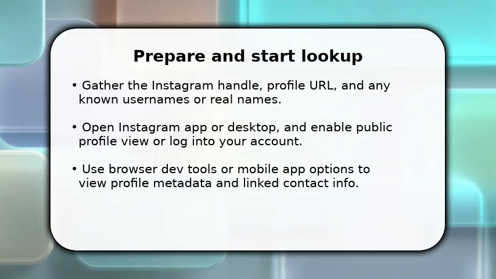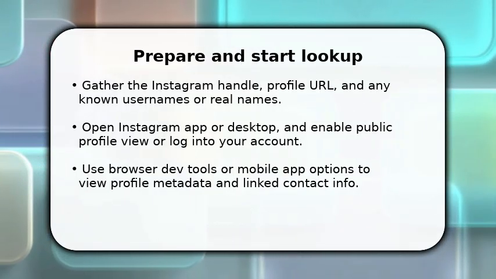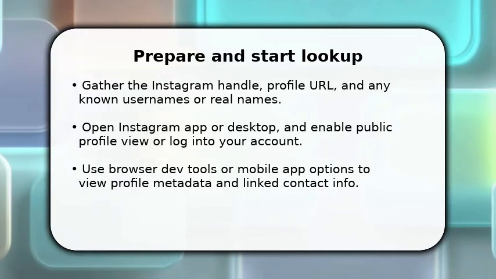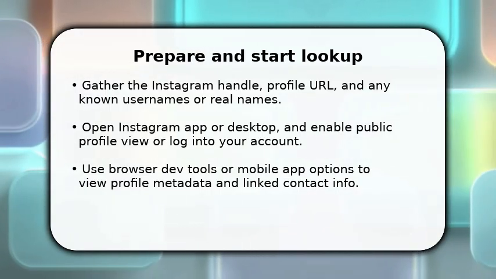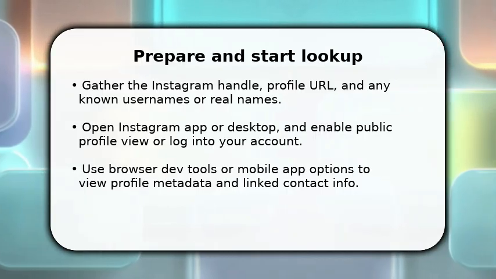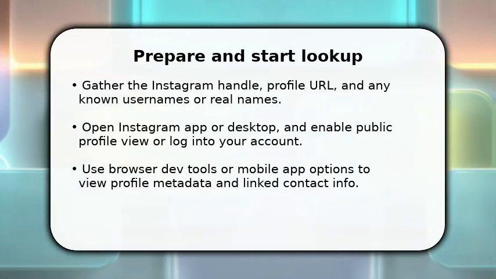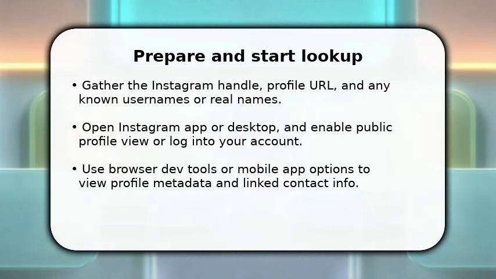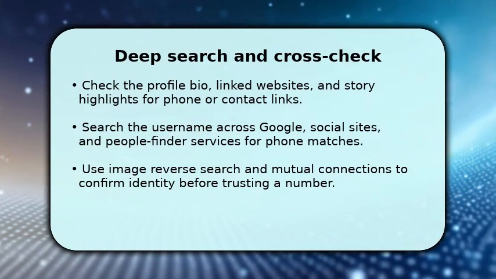Next, inspect the profile for a contact button or email in the bio. If visible, note it. Simultaneously prepare to run a username search across other platforms to triangulate a phone number source. Now perform a systematic cross-check.